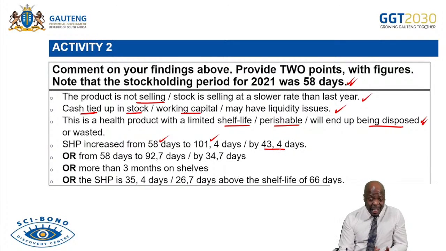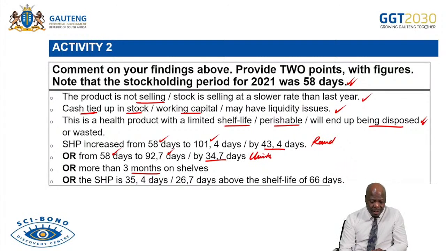If we did the second calculation, the one on units, so remember, this is when you did the rand calculation, this is on the units calculation. If you did the units calculation, you'll be saying it has increased from 58 to 92.7 days. That is, it has increased by 34.7 days. Or you can say it has been on the shelves for 3 months.